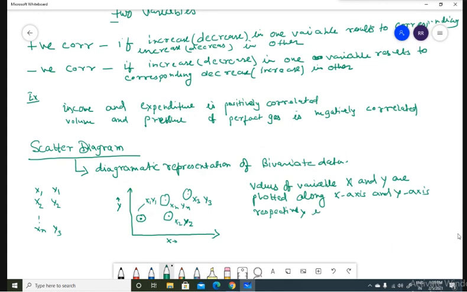In the xy plane, the diagram of dots obtained is known as scatter diagram.